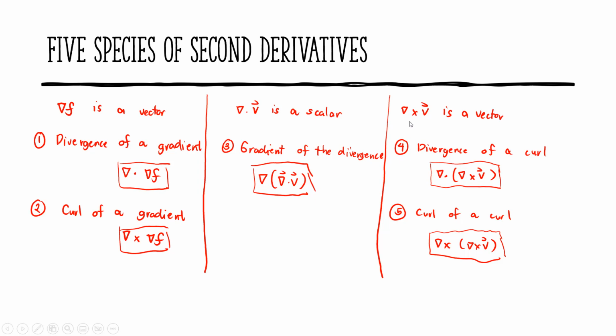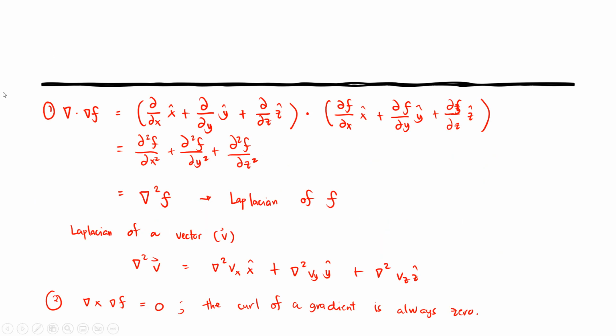Okay, and then we have the curl of a vector function. We know that it is a vector, so we can get its divergence and also its curl. So the divergence of a curl can be written as this. And then the curl of a curl can be written as this one. Now let us investigate each one of these. So let us start with the divergence of a gradient.